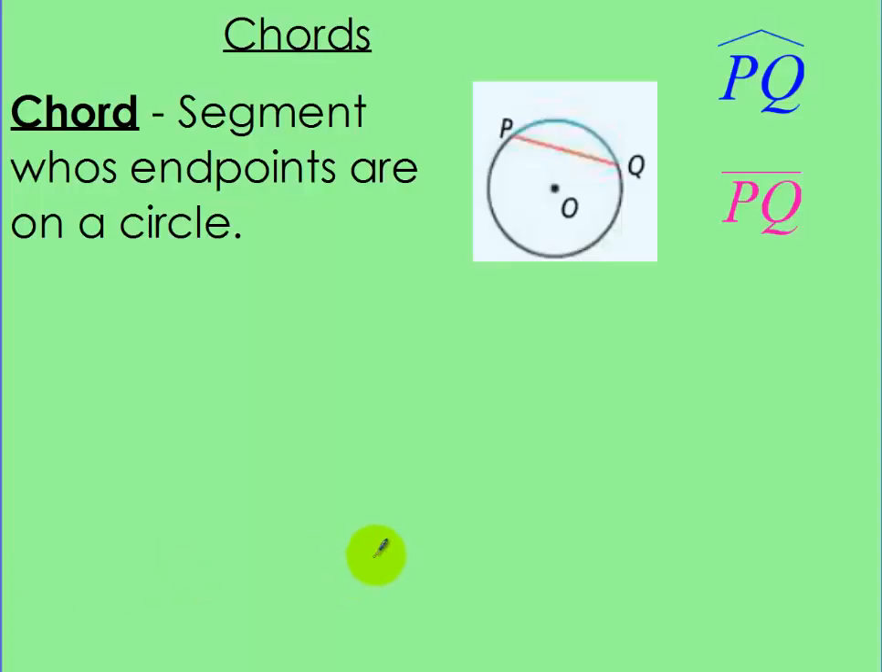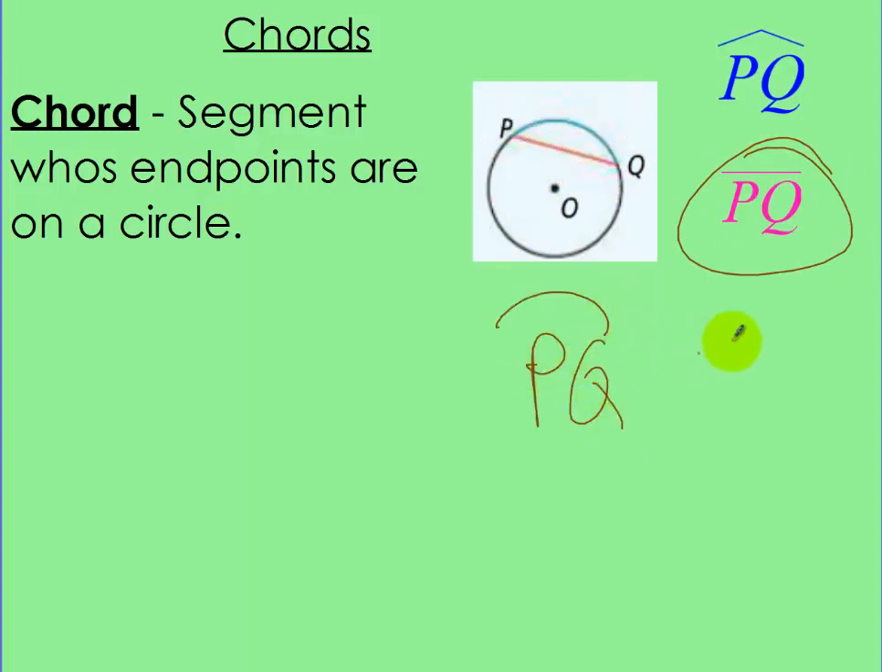All right, chords. What's a chord? A chord is a segment whose endpoints are on a circle. So it's going to be this segment that's just inside of a circle. So this PQ is a chord. And there's going to be a relation between the arc PQ and the segment PQ. There is a relation there, so just understand that.